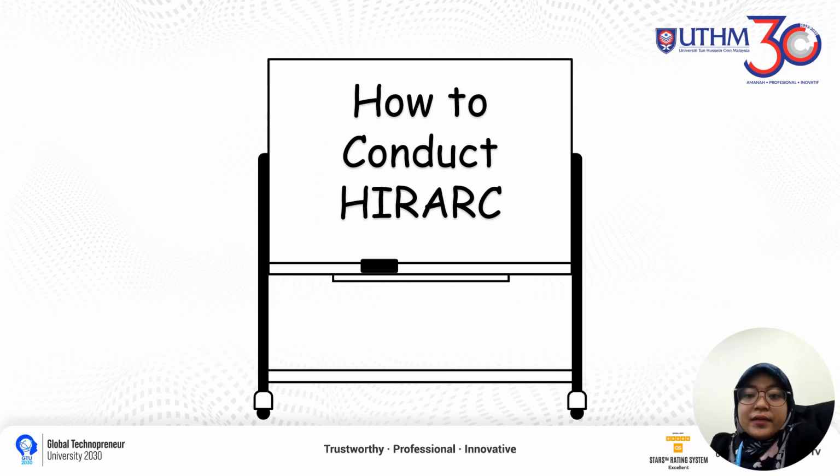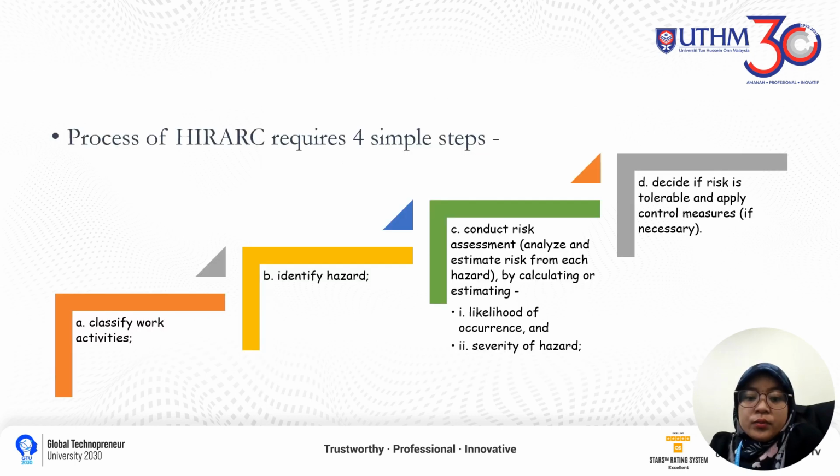So now let's focus on the step-by-step journey of conducting hazard identification, risk assessment, and risk control. HIRARC stands for Hazard Identification, Risk Assessment, and Risk Control. It's a systematic approach to identify potential hazards in the workplace, evaluate the associated risks, and implement control measures to mitigate those risks. So the process of HIRARC requires 4 simple steps. First, you have to classify work activities, and then you have to identify the hazard. Third step, you need to conduct risk assessment. You need to choose the likelihood, and then you need to choose the severity of the hazard.